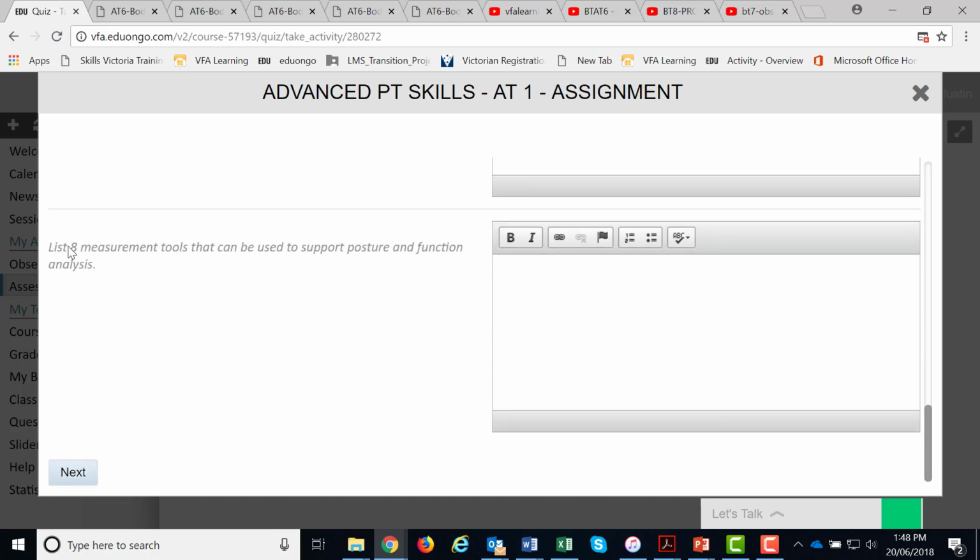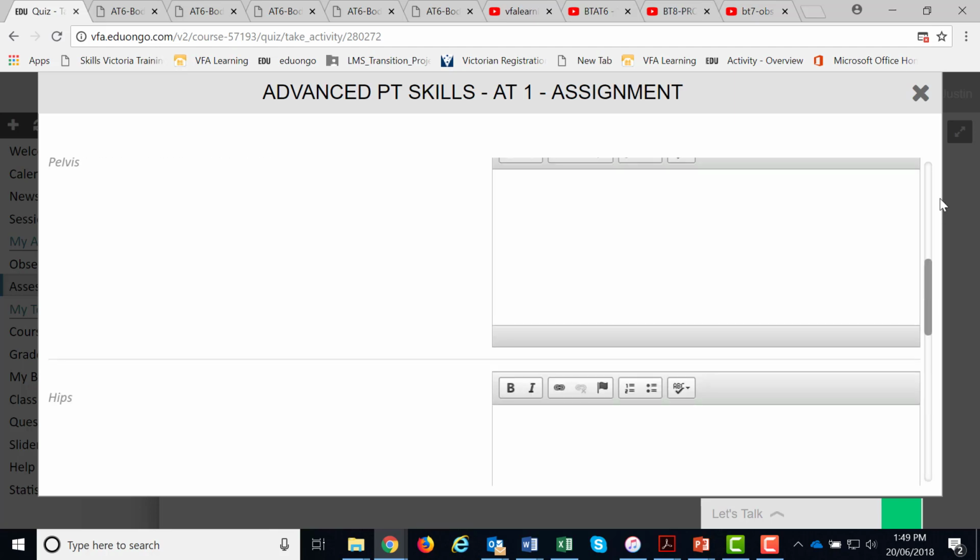And also there's an extra section here: list 8 measurement tools that can be used to support posture and function analysis. So you're going to be writing down here some ways you can test posture, some tools that can be used, whether it's measuring tapes, strings hanging from the roof. You will have gone through a number of these in class by now.